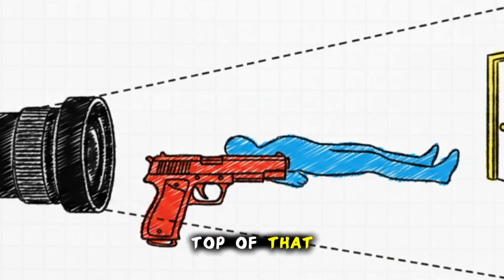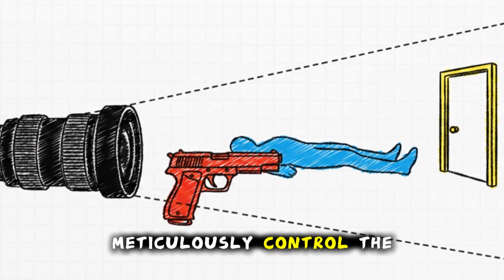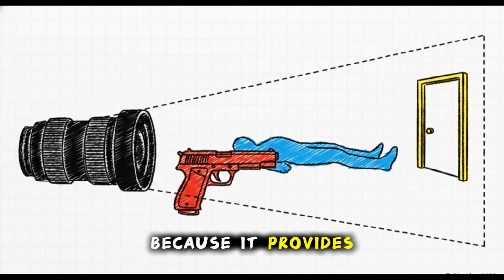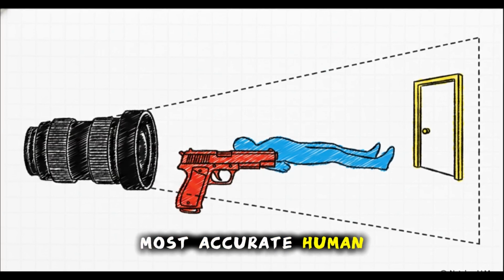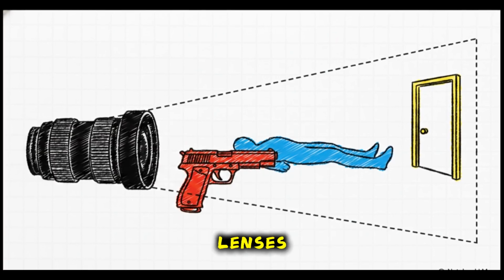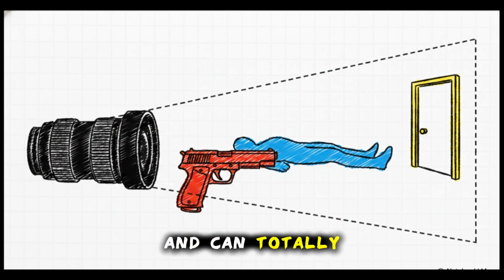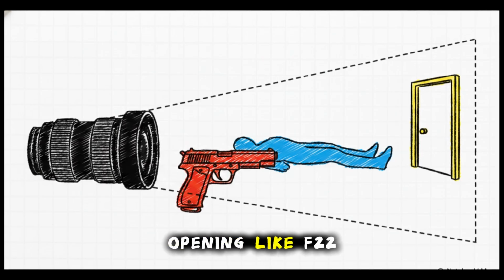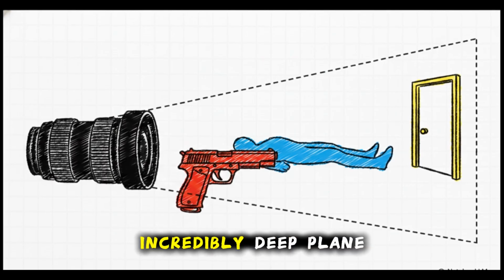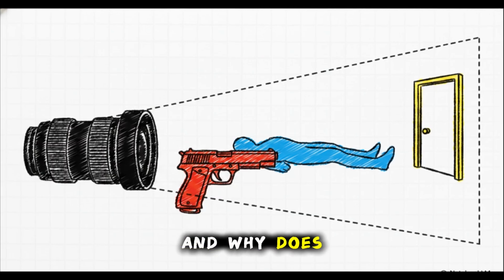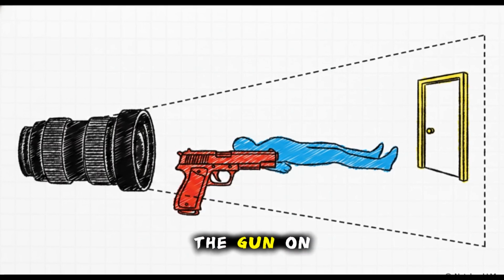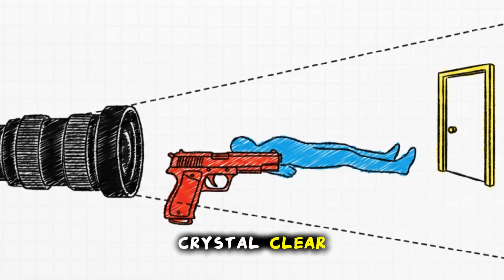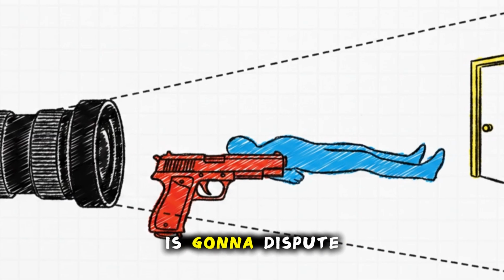On top of that, investigators have to meticulously control the depth of field. They typically rely on a 50mm normal lens because it provides the absolute best, most accurate human perspective. Long or short lenses distort distances and can totally mislead a jury. By manipulating the camera's f-stop to a smaller opening, like f/22, they create this incredibly deep plane of focus. And why does this matter so much? Because everything from the gun on the floor, right next to the camera, to the body 10 feet away has to be crystal clear. If it's out of focus, an opposing attorney is going to dispute it in a heartbeat.